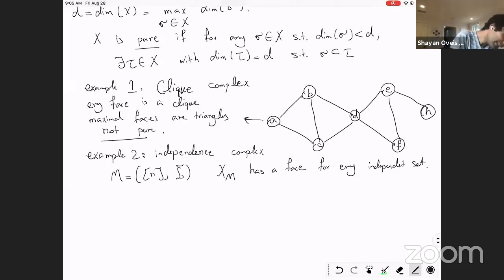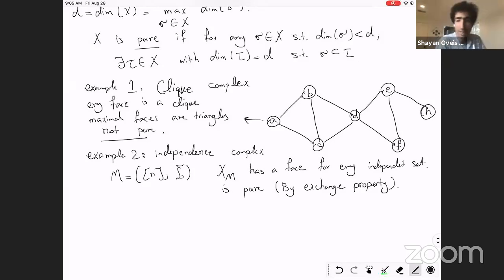Now, the independence complex is pure because this follows by the exchange property of the matroid. Basically, remember, if you have a matroid complex or an independence complex, the maximal faces are bases. Now, if you have a face which is not maximal, meaning an independent set which is not a base, then we know that there is a base that contains this guy. So there's a base containing this guy, and that's the reason that it's a pure complex.